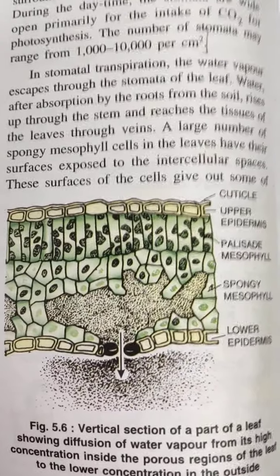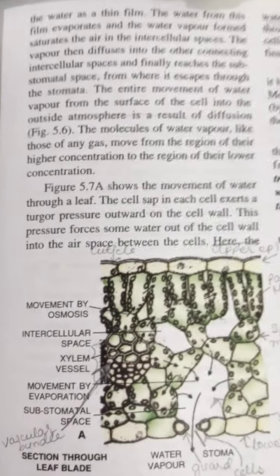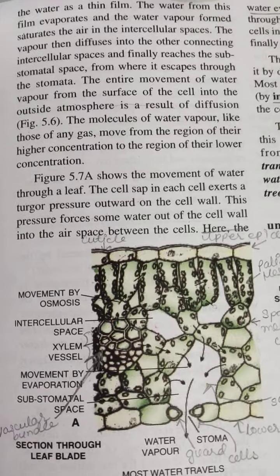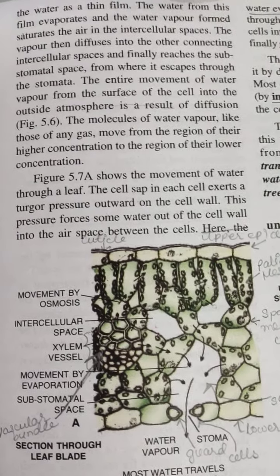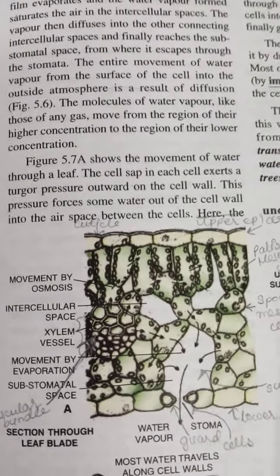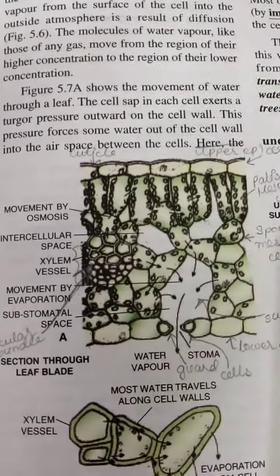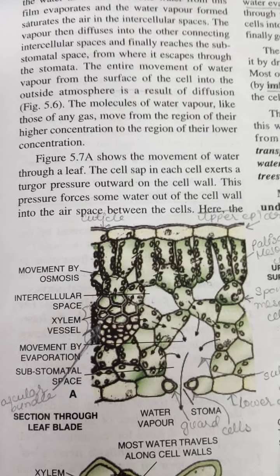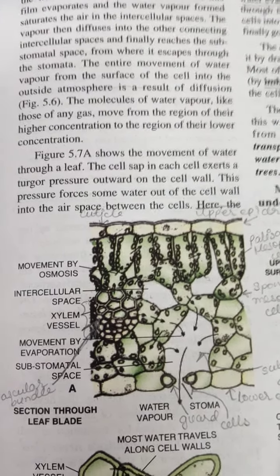Clear? These surfaces of the cells give out some of the water as a thin film. The water from this film evaporates and the water vapor formed saturates the air in the intercellular spaces. The vapor then diffuses into the other connecting intercellular spaces and finally reaches the substomatal space. Now in this diagram we can see the substomatal space. Please see the labelings properly. You can see the substomatal space from where it escapes to the stomata.